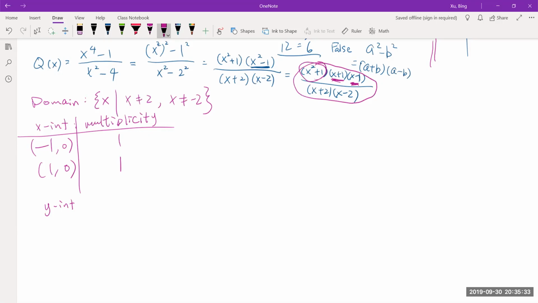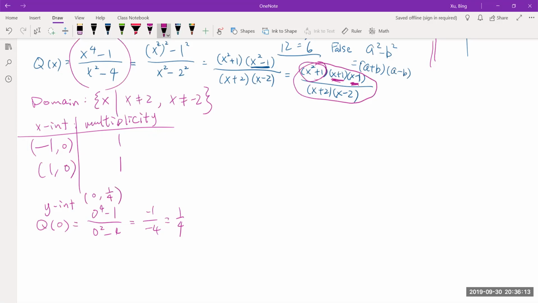Okay, so now the y-intercept. How do we find the y-intercept? You make your x equal to 0. Let me just plug into the original one: 0 to the 4th minus 1 over 0 squared minus 4. It's easy to calculate. Negative 1 over negative 4, which is 1 over 4. So your y-intercept is 0, 1 over 4.